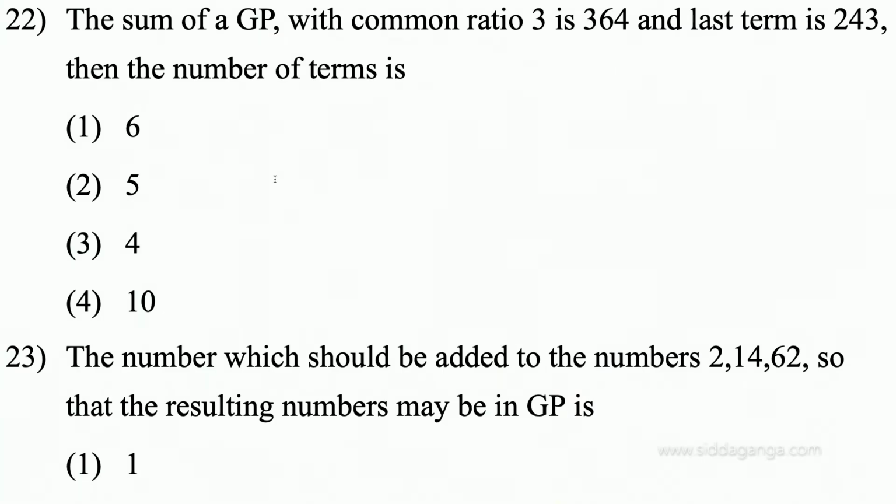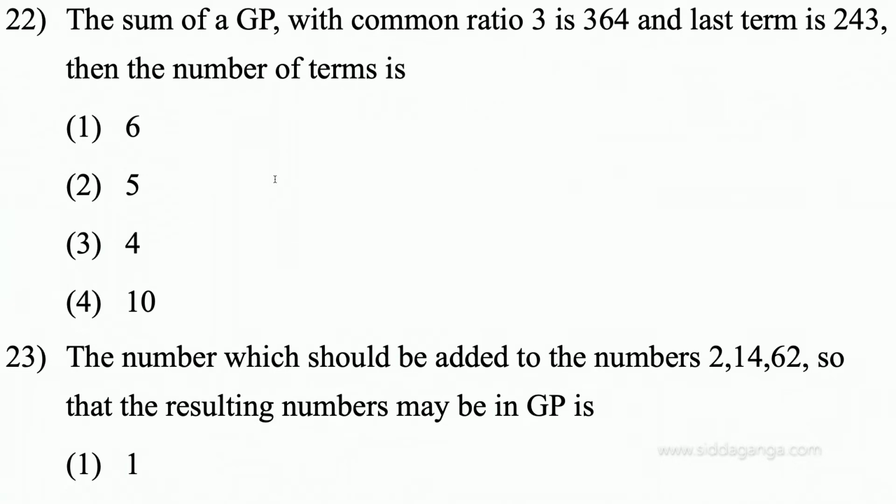Okay, question number 22 is like this. The sum of a geometric progression with common ratio 3 is 364 and the last term is 243, then the number of terms is equal to what? Yes, here it is somewhat different. Common ratio they have given is 3 and sum of some number of terms is given, that is 364. Last term in the given series is 243, then what is the number of terms? Let us take n to be the number of terms.